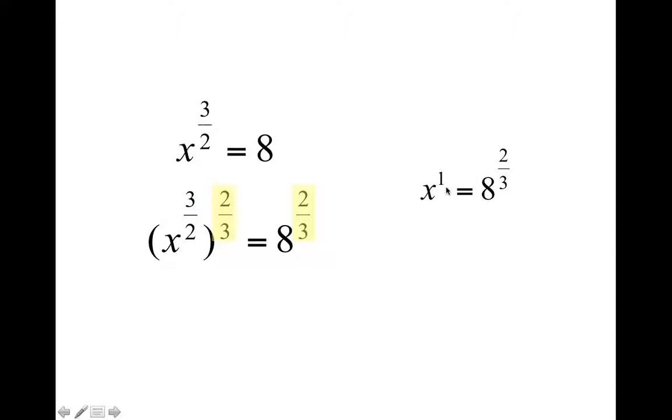All right, so it's just x to the 1 equals 8 to the 2/3. So x to the 1 is just x. This has allowed us to get back down to just x, which is what we want. We want to solve for x. All right, now we got to figure out what 8 to the 2/3 is.